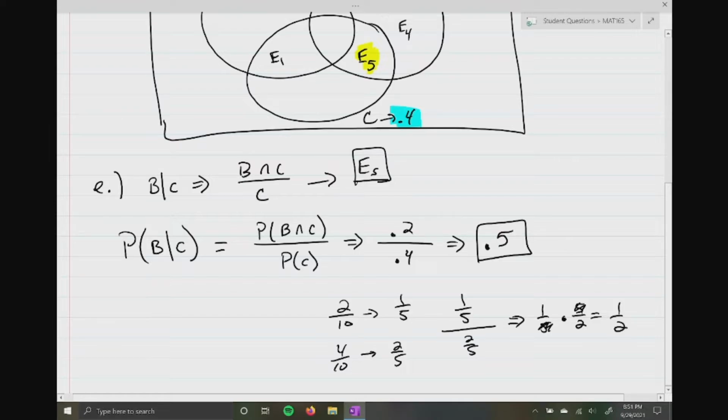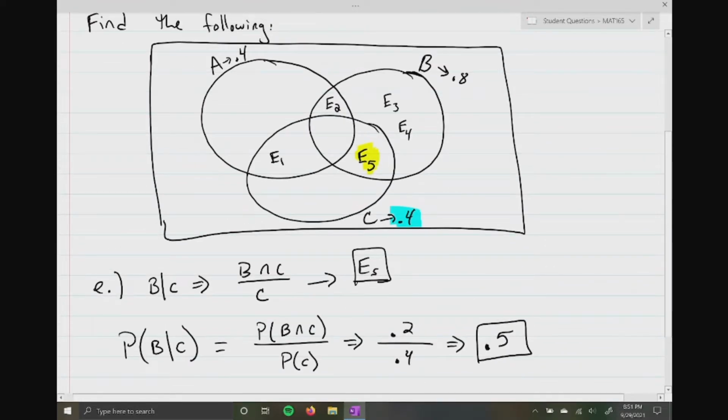So I hope this kind of clarified a lot of stuff, but there's more here. I'm going to go over more, but I just want you to see how this works, okay? The key to this entire problem is the Venn diagram, which if you watched my previous videos, I hope you did at least, you saw how I did Venn diagrams, all right?